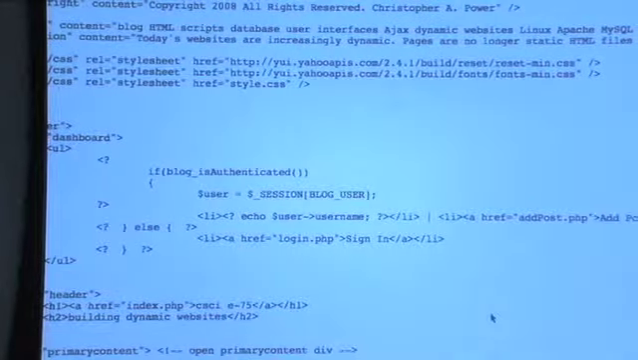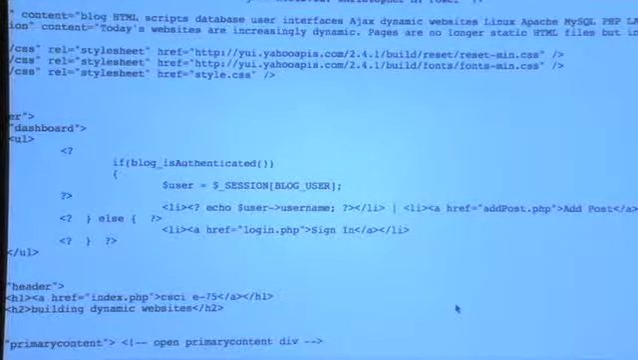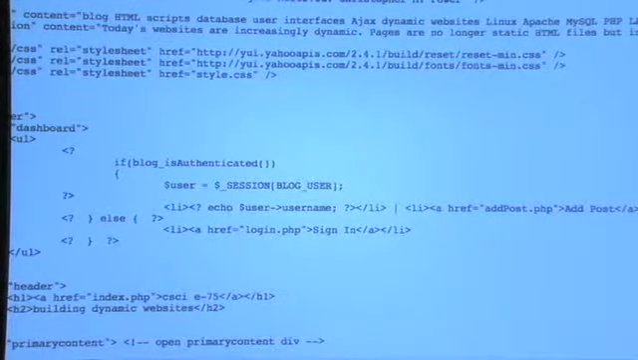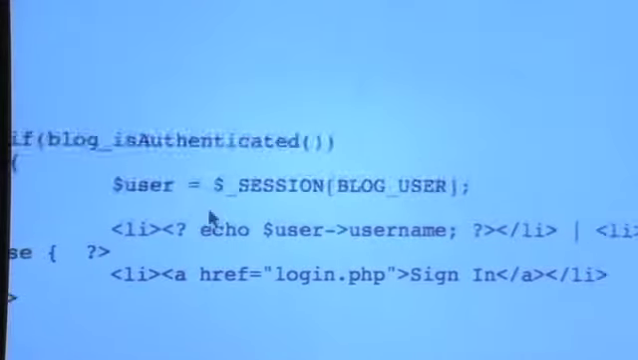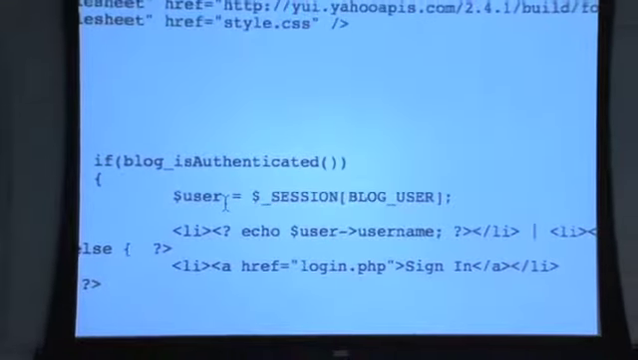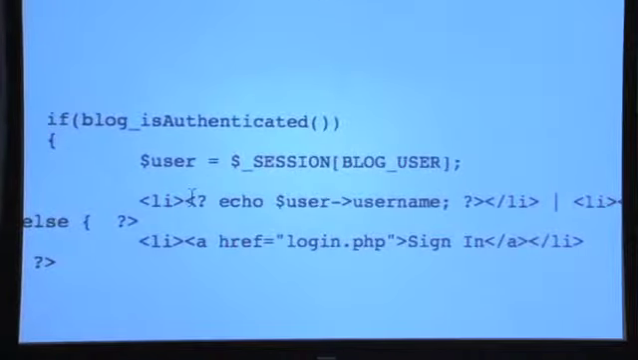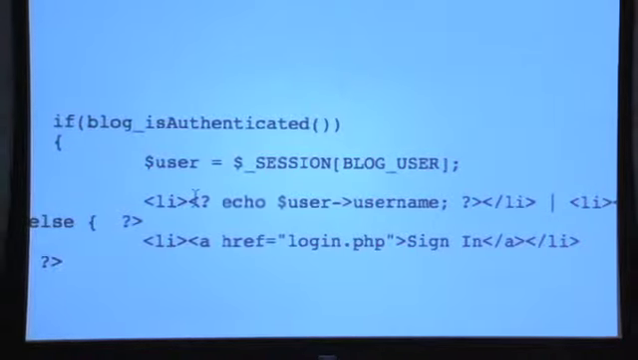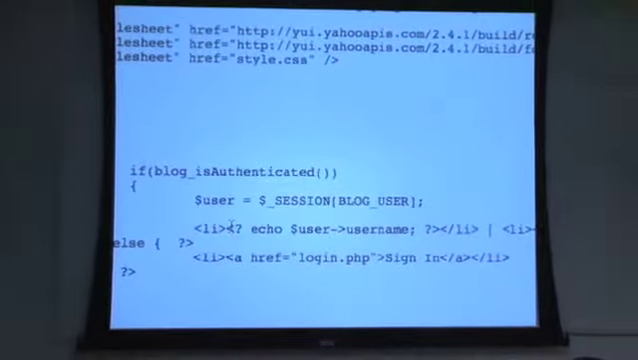Sorry, let me find begin.php again. So it's all on the same page, right? Regardless of whether the user is signed in or not, this is the page that you load. But within the page, you have this part which says, if blog is authenticated, if the user is signed in, do something. Otherwise, do something else. So if he didn't go through the login page, but just tried to go right to this page, that's why you're checking. Exactly. Okay, so actually not.